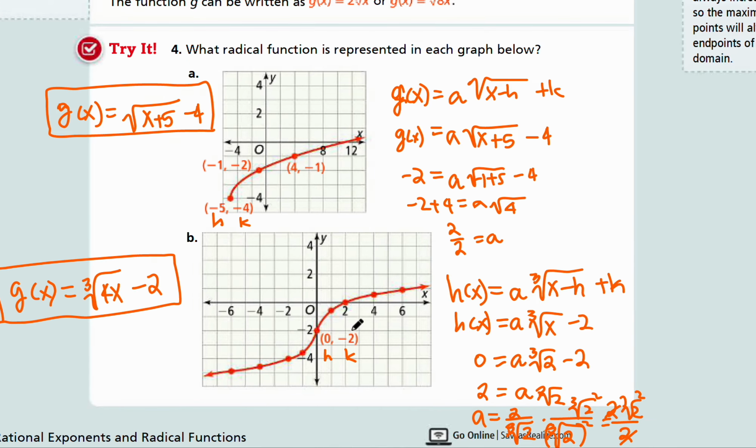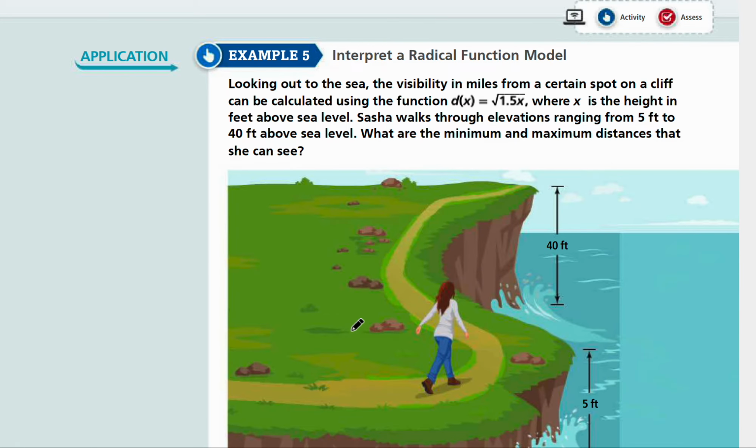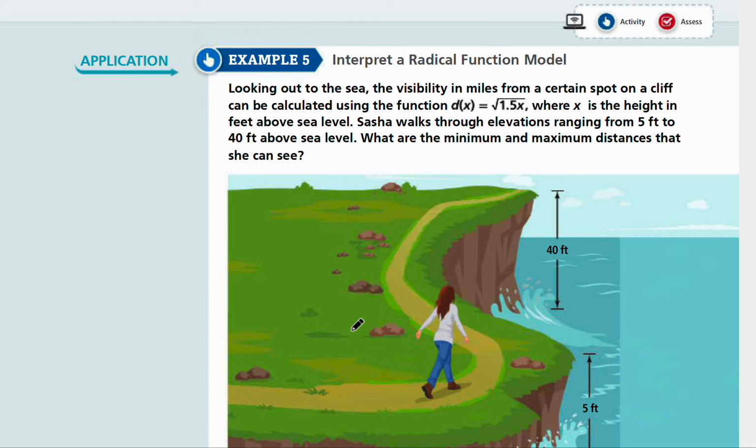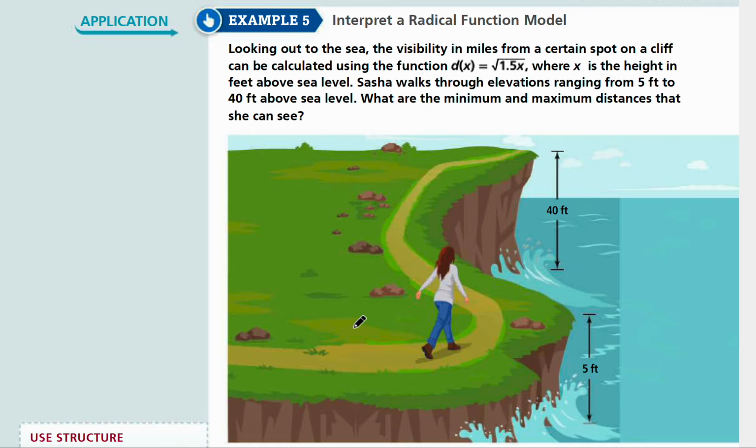Let's look at the last example, example 5. It's the application word problem. Interpret a radical function model. So now that we have learned the radical function, and how to write equations given some information, we're going to look how it's going to be represented in real life.